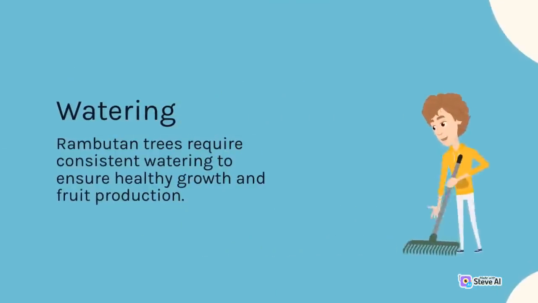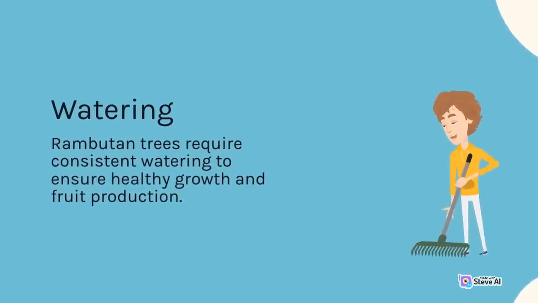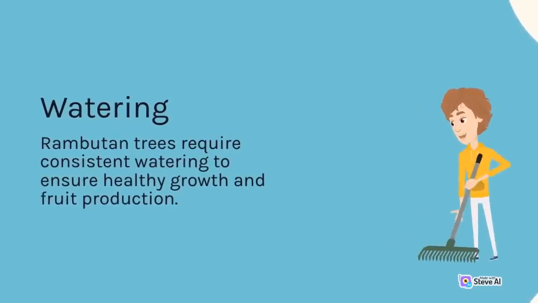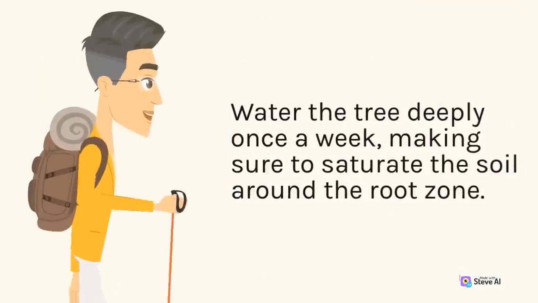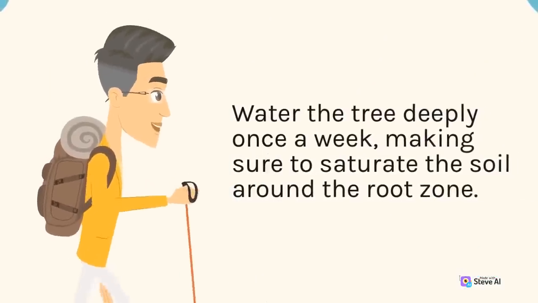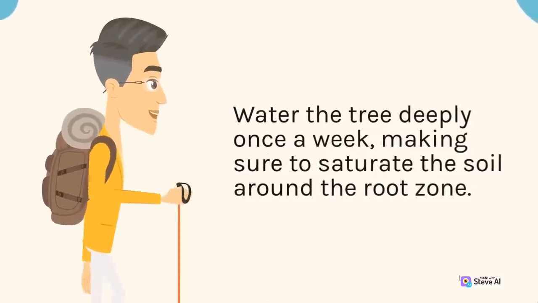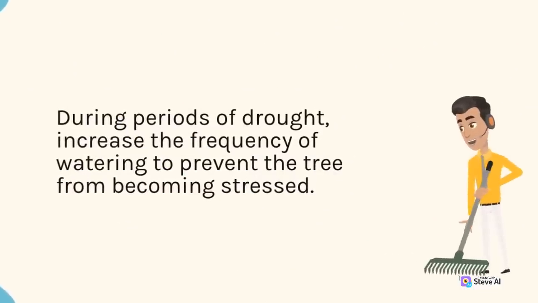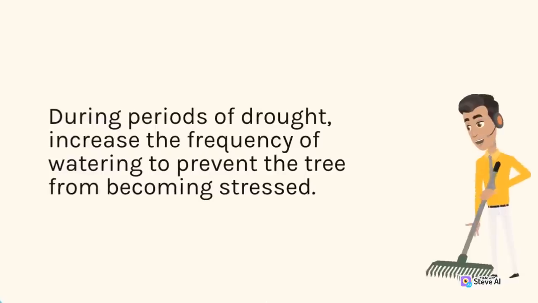Watering. Rambutan trees require consistent watering to ensure healthy growth and fruit production. Water the tree deeply once a week, making sure to saturate the soil around the root zone. During periods of drought, increase the frequency of watering to prevent the tree from becoming stressed.